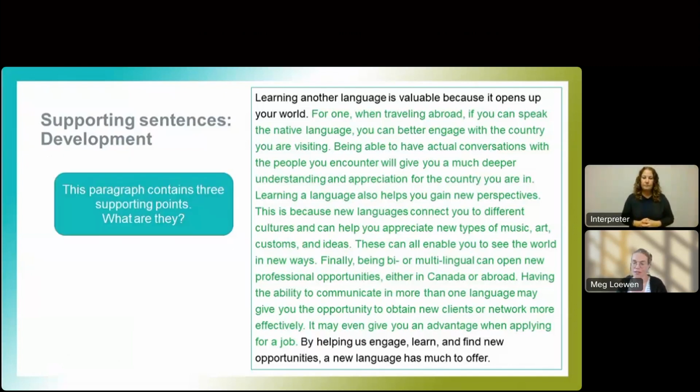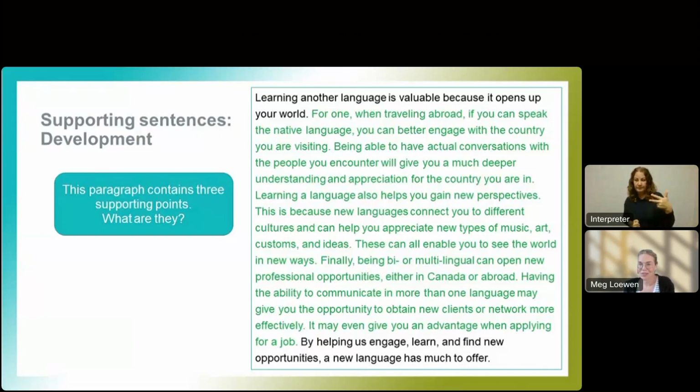Can you see the 3 different supporting points in this paragraph? So I've highlighted all the supporting points in green, but we can divide this even further into the 3 distinct supporting points that this writer has made. So I'll just ask you to glance at this on your own. Can you see those 3 supporting points?